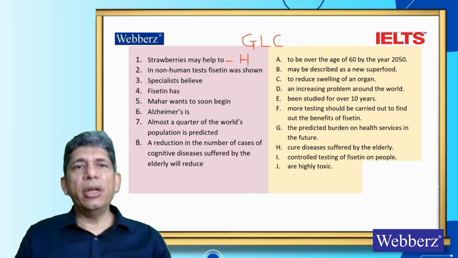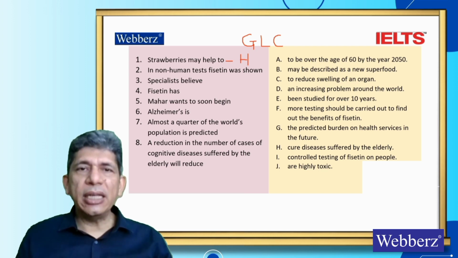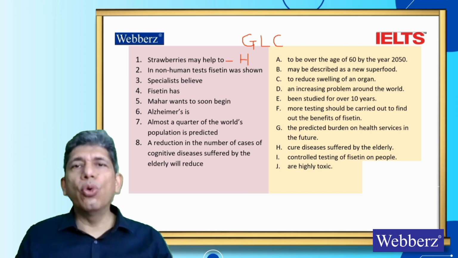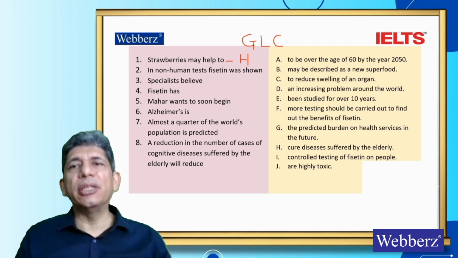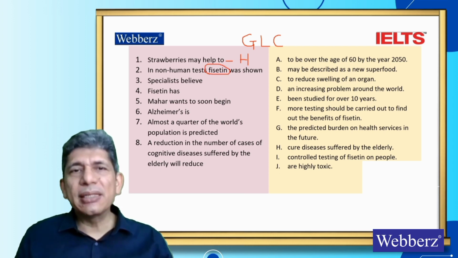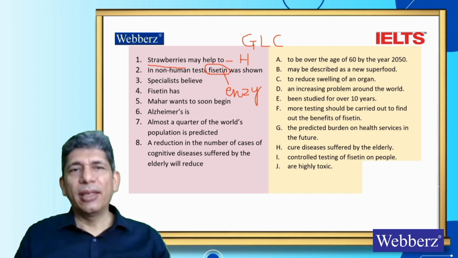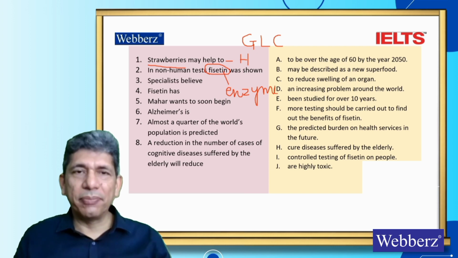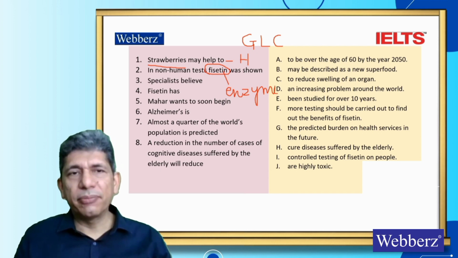Let us look at the second one. In non-human tests, cysteine was shown to be over the age of 60 by the year 2050. So basically, I don't know what 15 is. So 15, looking into strawberries, can be some enzyme. All the enzymes have the same look and feel of the spelling, enzyme. 15 can be an enzyme. That's a rough estimate. All right.